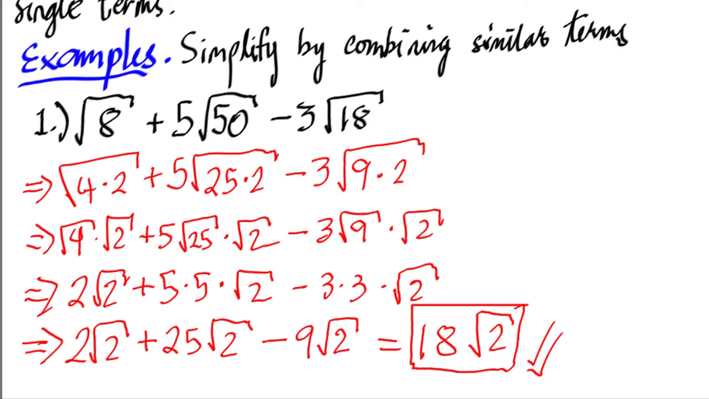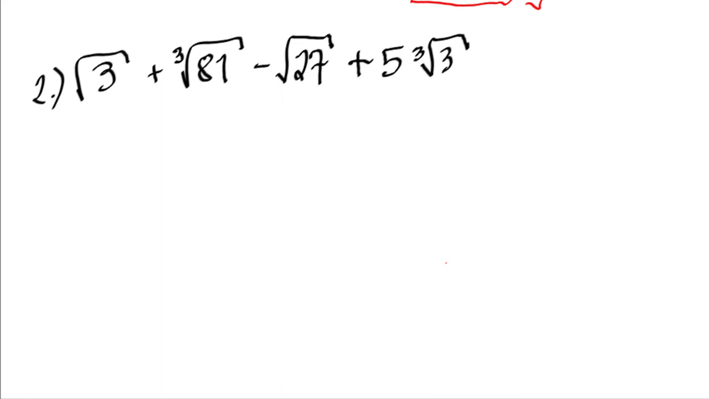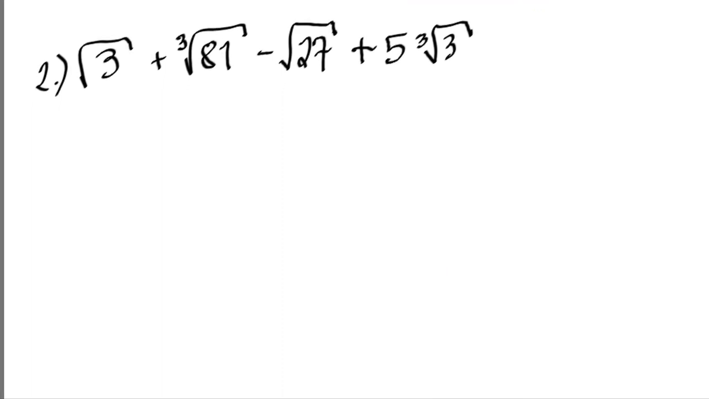Okay, so that's for number 1. For number 2, let's have one more example here. We have the square root of 3 plus the cube root of 81 minus the square root of 27 plus 5 cube root of 3. So we have one problem here in which the indices are not the same. We have square roots, we have cube roots and such. So we need to find ways in such a way that they will have the same index at the same time they have the same radicand.